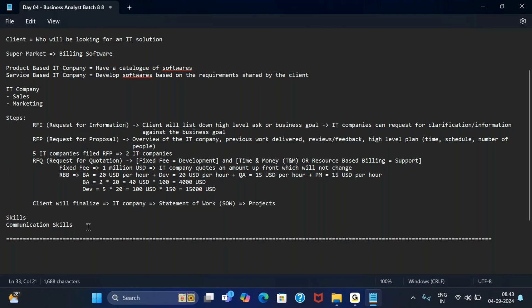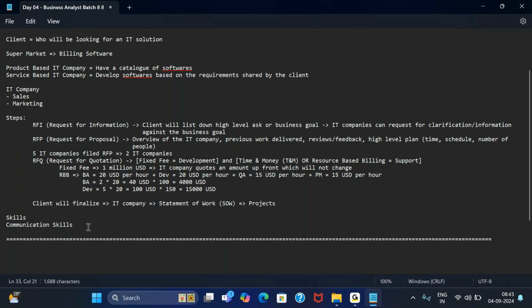Once I have the document ready, a document which will highlight the requirements, I will share it with the client. See, here is the document. What do you say? If the client is okay that I have covered all the requirements, they will give their sign off. Then I take that document back to the development team. See, this is the document the client has approved. Now create the software as per this document.